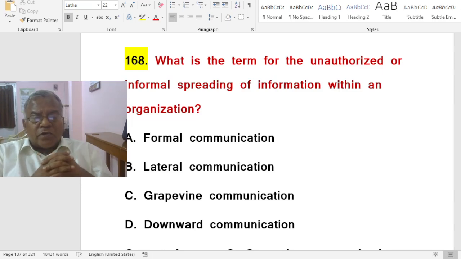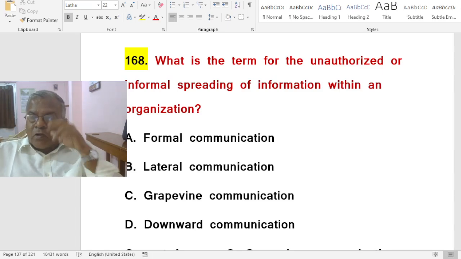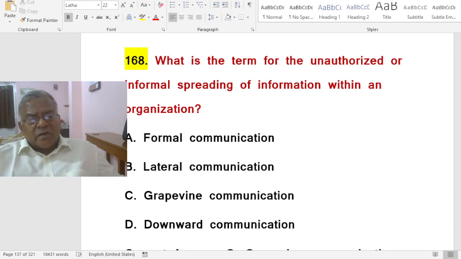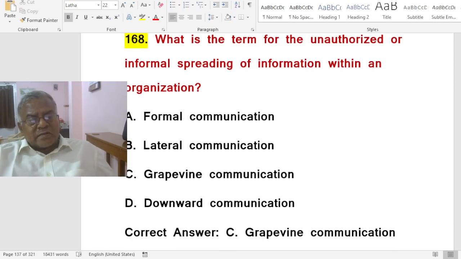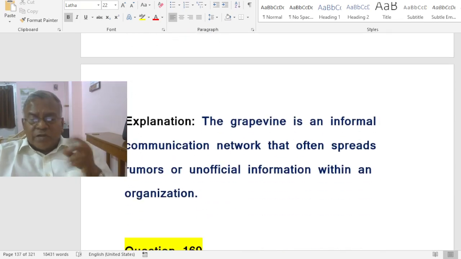Unauthorized or informal spreading. Like talking ill of others or talking about the managers in a negative manner, like that. So, unauthorized or informal spreading of information. Formal communication, lateral communication, grapevine communication, downward communication. That is grapevine communication. Very important one.